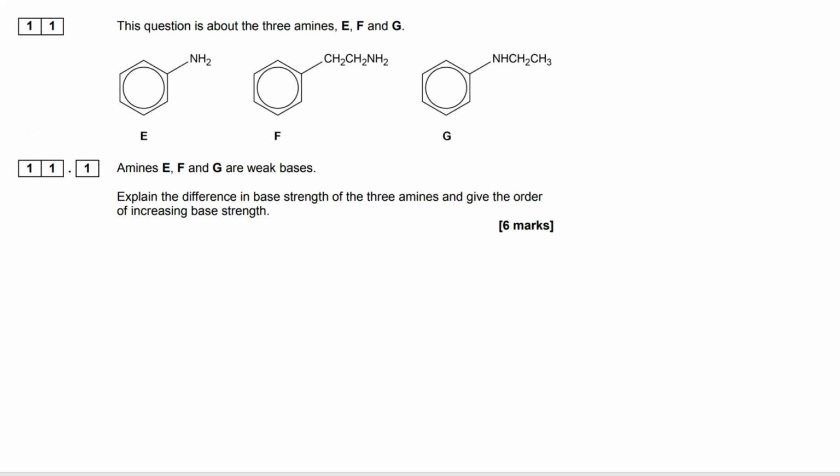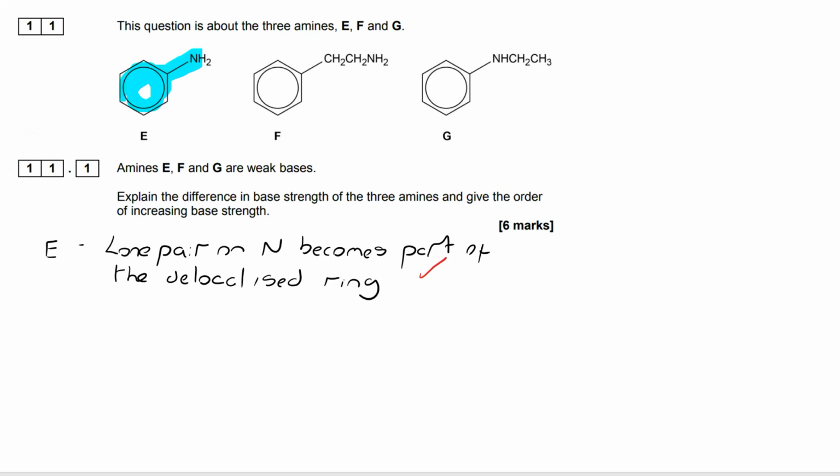So let's have a look. Let's go through. On E, the lone pair on the N actually becomes an extension of the delocalized ring. The stability is conferred onto it. And what that means is it becomes a lot more stable, it becomes a lot less likely to donate that electron pair. So what we find is that it's less available to accept an H+. So we're thinking that that makes it a weaker base.